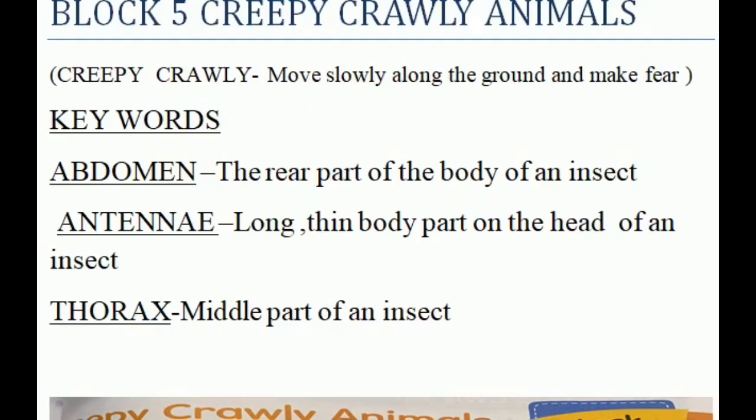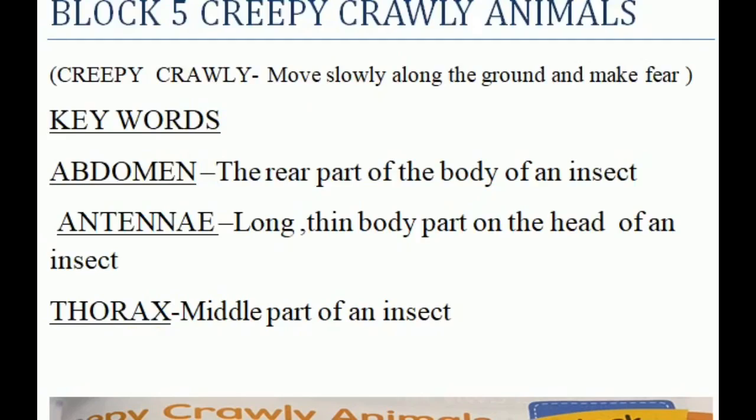Okay, today's keywords are abdomen, antennae, thorax. Abdomen means what? The rear part of the body of an insect. Okay, then antennae: long thin body part on the head of an insect. We will learn later. Okay, thorax. What is thorax? Middle part of an insect.